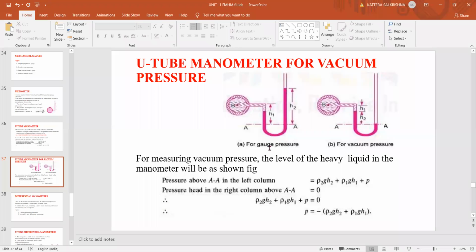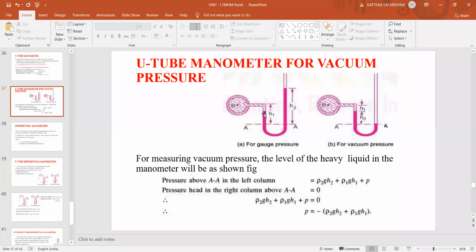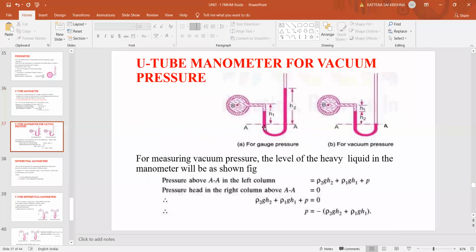Okay. So what we can see, let AA be the datum line. We are considering one datum line in the left limb, where the manometric fluid starts. So here you will take a datum line AA. Please remember, here up to this datum line, water will be there. Below the datum line, you'll have mercury full up to here.